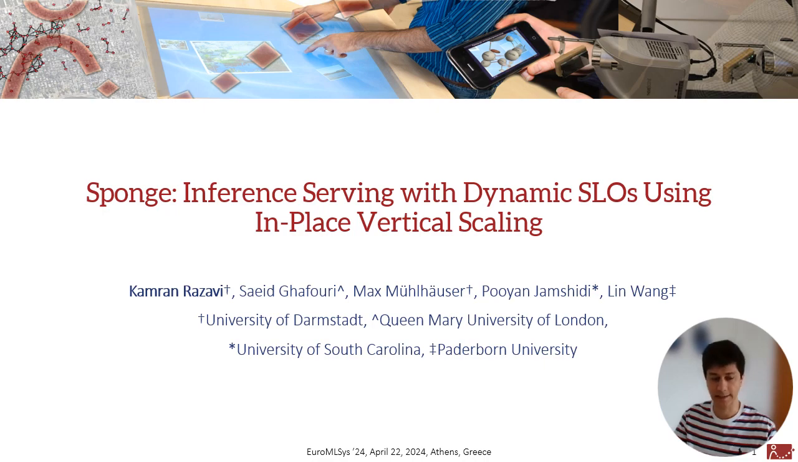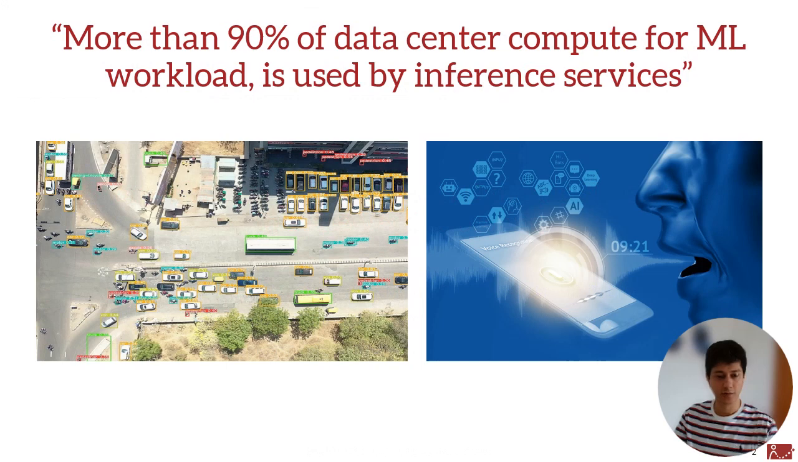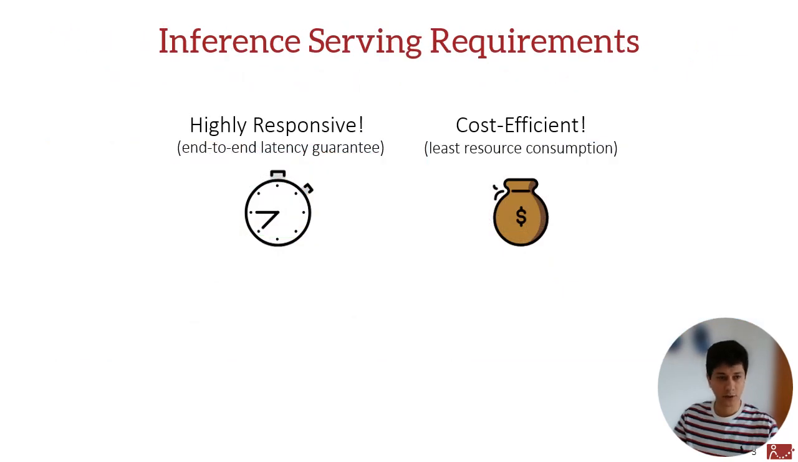in-place vertical scaling. To give you some context, I want to mention that more than 90% of data center compute for ML workload is used by inference services, such as car detection that we are going to use heavily in this work and intelligent personalities such as Amazon Alexa. So there are some requirements for inference serving systems, inference serving in general.